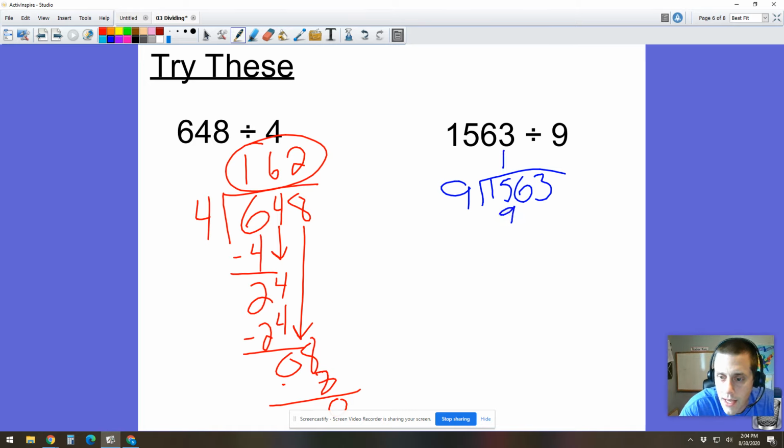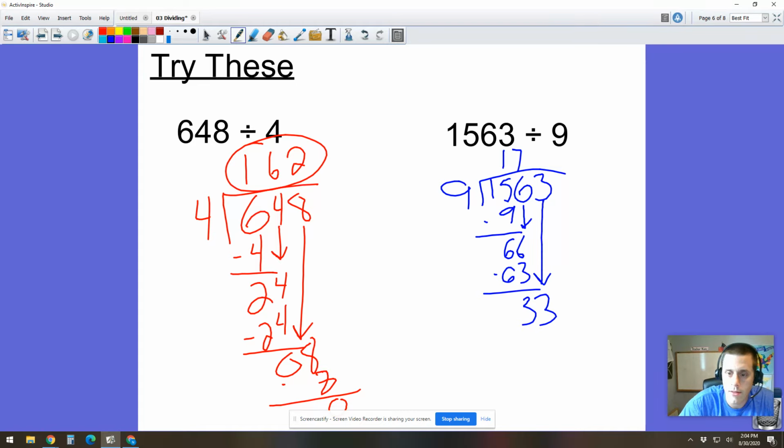1 times 9 is 9. 15 minus 9 is 6. 6 is less than 9, so I can bring down this next 6. Now we're dividing 9 into 66. That will fit in 7 times. 7 times 9 is 63. Time to subtract. 66 minus 63 is 3. Run your check step. 3 is less than 9, so I can bring down the 3.